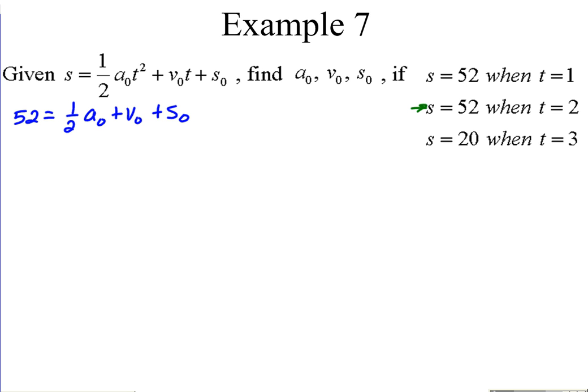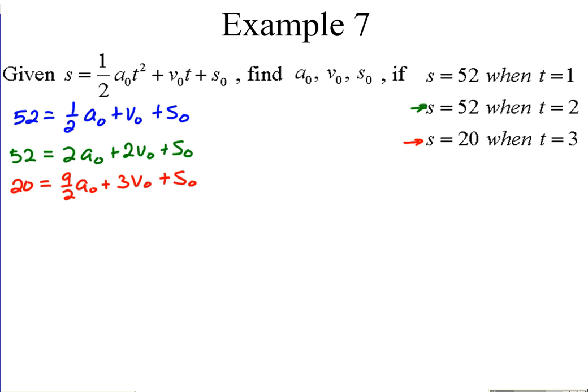Second equation, now I'm going to use the second pieces of information. 52 equals, we're plugging 2 now in for t. So 2 squared is 4. 4 times 1/2 is 2 a of 0. Put 2 in here for t. 2 v of 0 plus s of 0. Third equation is going to come from that information. This time s is 20. T is 3. 3 squared is 9, so we have 9/2 a of 0 plus 3 v of 0 plus s of 0. So now there's our 3 equations, 3 unknowns.